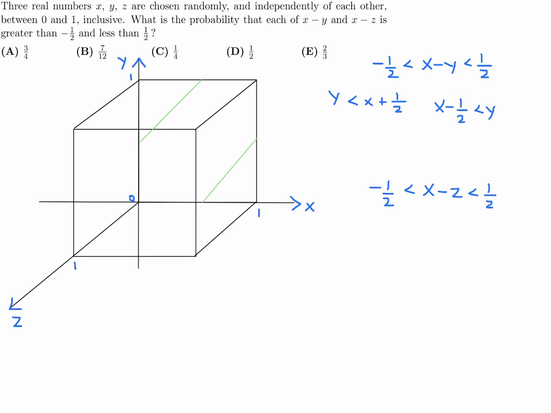x minus y less than 1/2. So for example, when x is 1/2, y will be 0. So that's right here. When x is 1, y will be 1/2 right here. And then connect those lines as well. So as you can see, we want the area that is in between those two lines, because y's got to be less than this and it's got to be greater than that.